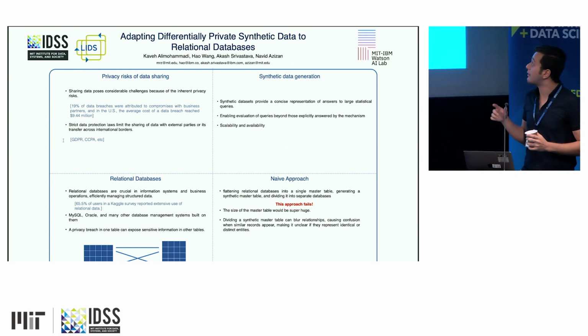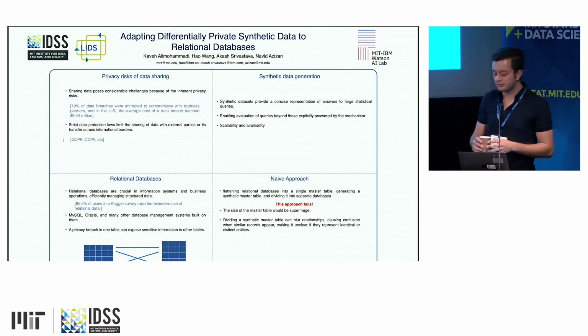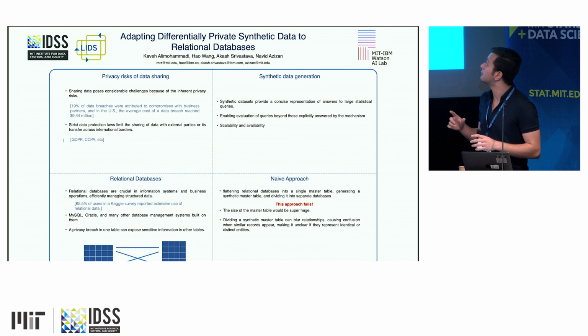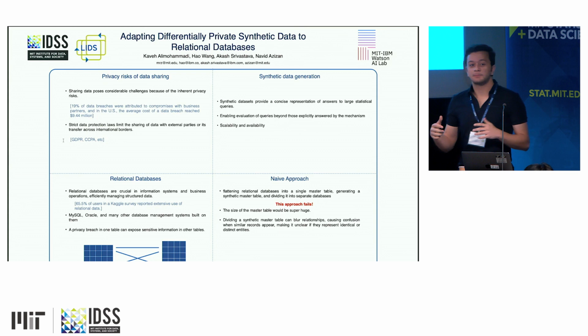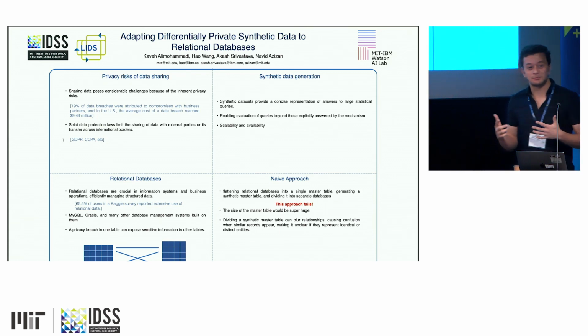I want to talk about how we can privatize relational databases today, which is a problem that we were studying with my collaborators at IBM and my advisor Navid over the last few months. First, I'm going to explain the problem and different terms that you can see in the title. The first term is privacy.